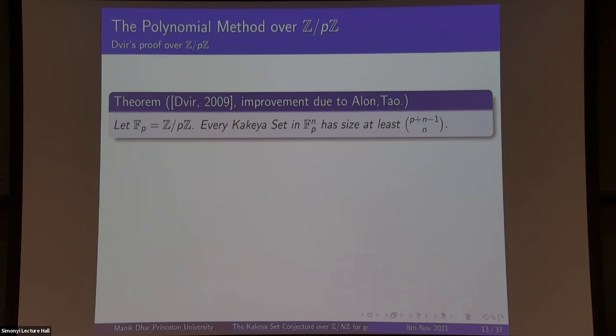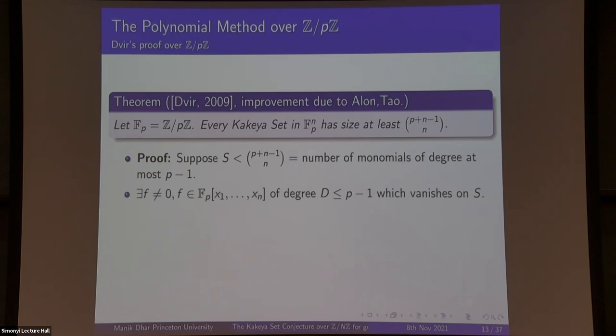So, okay, so let's suppose that our Kakeya set is smaller than this quantity, all right? Now, this quantity is precisely the number of monomials of degree at most p minus 1 in n variables. Right. So now, because the number of monomials of degree at most p minus 1 is bigger than the size of the set, then there's a linear combination of these monomials which will vanish identically on my set S. Okay. So there exists a non-zero polynomial of degree at most p minus 1 which will vanish on S.